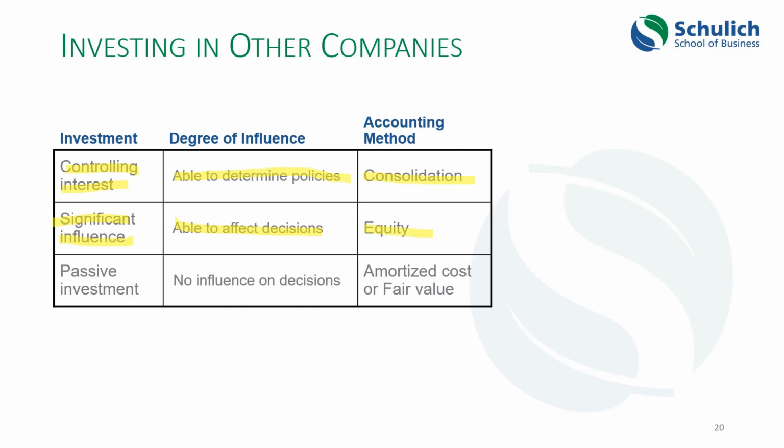And if you are in a situation where you just have a passive investment in the company, a small number of shares and no influence on board decisions, no more than any other small shareholder, then you are considered to have no direct influence on the decisions. And in that case, there's a number of options available to you that have to do with the amortized cost method or the fair value method, which I'll describe to you.